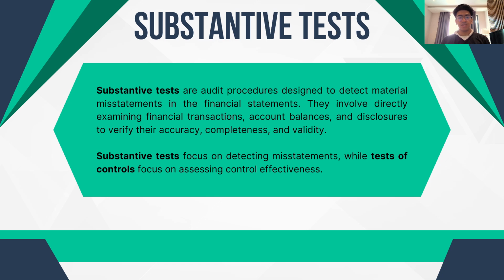Hello, I'm Amir Al Hafiz and I'll be presenting about substantive tests and audit evidence. Substantive tests are audit procedures designed to detect material misstatements in the financial statements and ultimately produce audit evidence that supports the auditor's opinion. As opposed to the test of controls, substantive tests focus on detecting misstatements, while the test of controls focuses on assessing the control effectiveness.